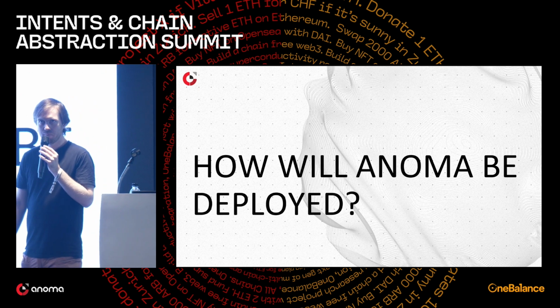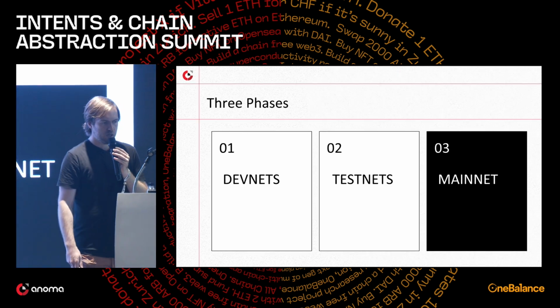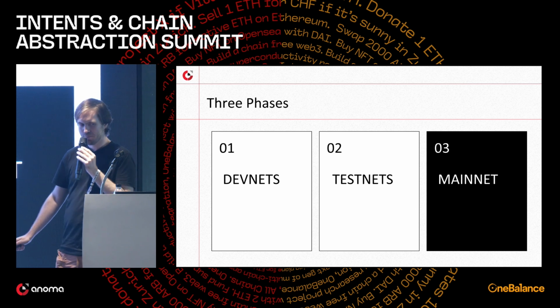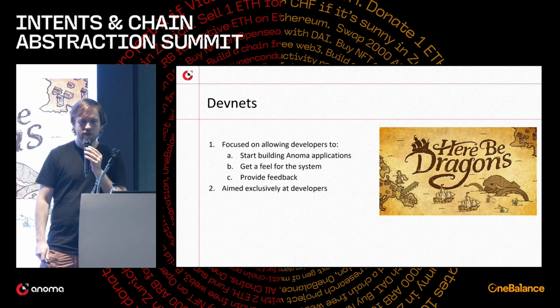So, part 3, how will Anoma be deployed? 3 phases: devnets, testnets, and mainnet. Devnets, which are basically starting now.